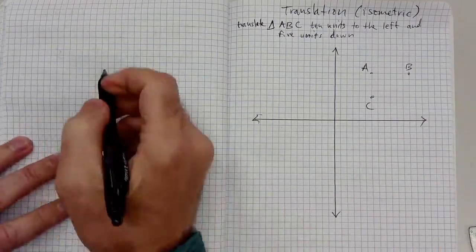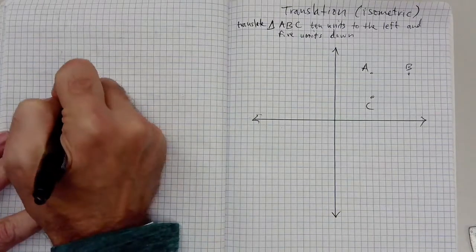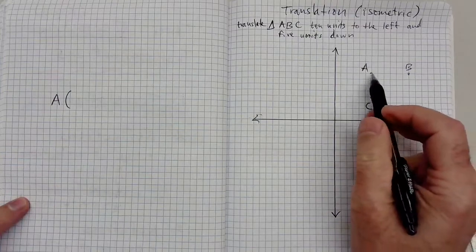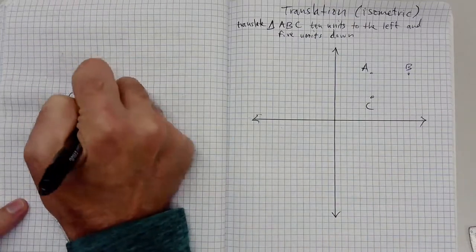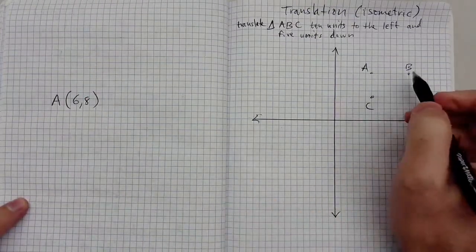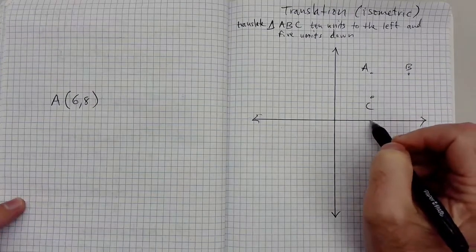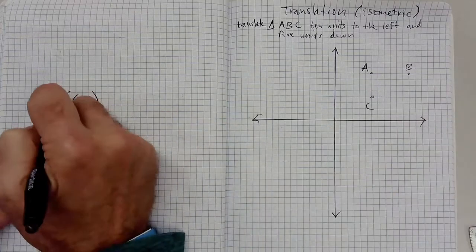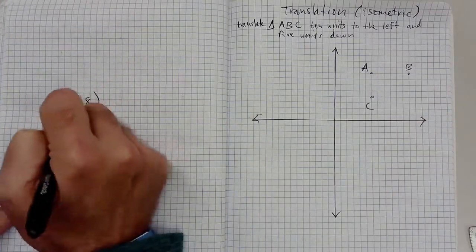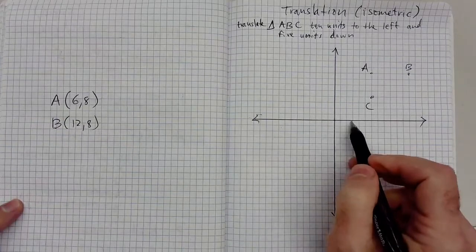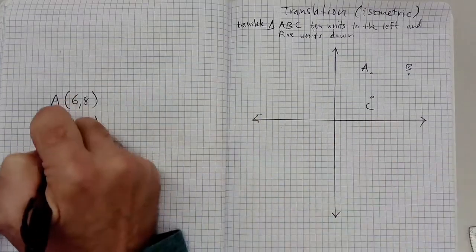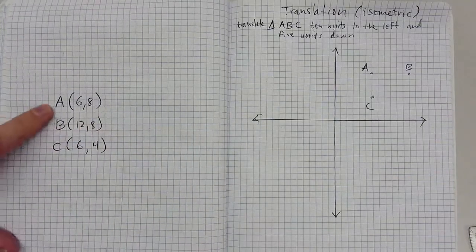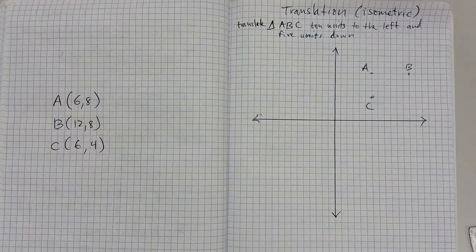And let me give you those points over here. So A is going to be at positive 6, positive 8, so you can plot that. B is going to be at positive 12, 8. And C is going to be at positive 6, positive 4. Okay, so plot those 3 points right now, and I'll give you a second to do that.